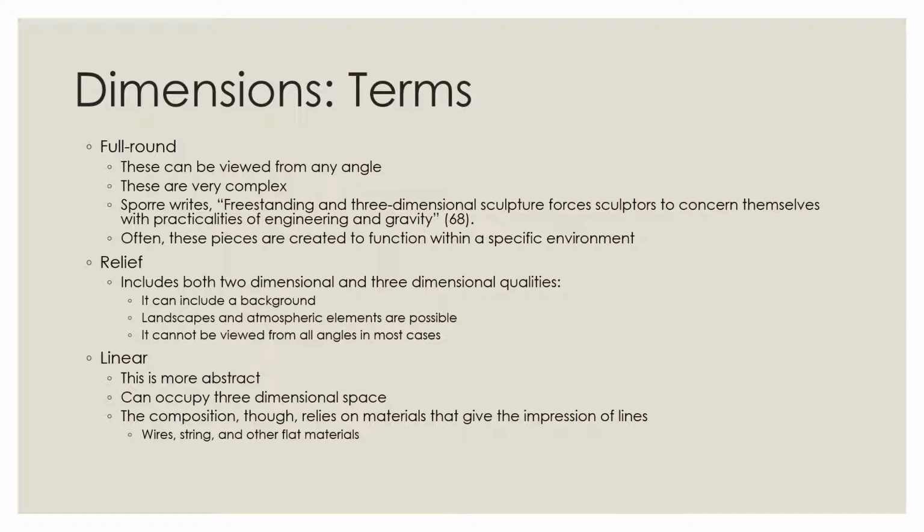Relief includes both two-dimensional and three-dimensional qualities. It can include a background. Both landscapes and atmospheric elements are possible, but it cannot be viewed from all angles in most cases. Linear is more abstract. It can occupy three-dimensional space. However, the composition relies on materials that give the impression of lines. Wires, string, and other flat materials are used in linear sculpture.